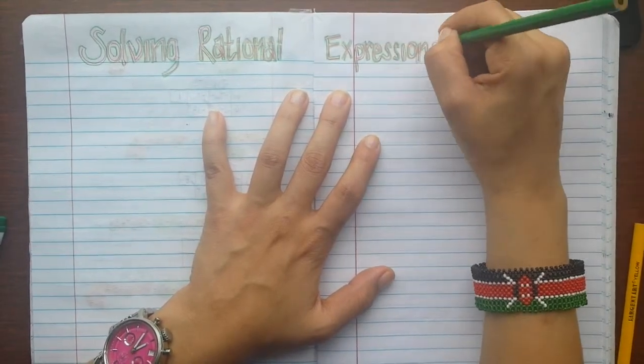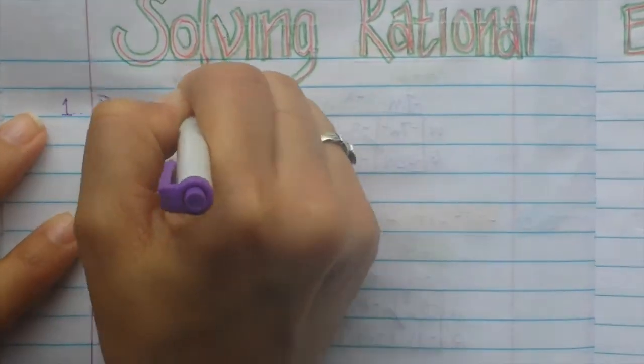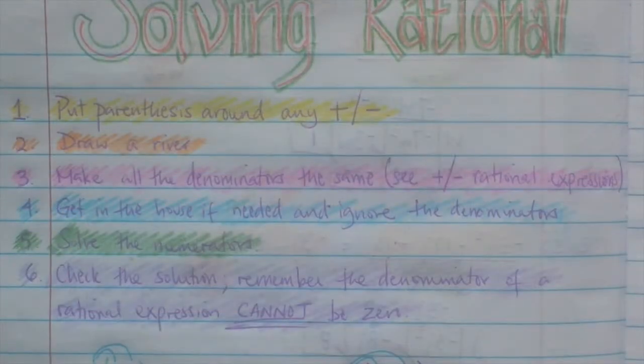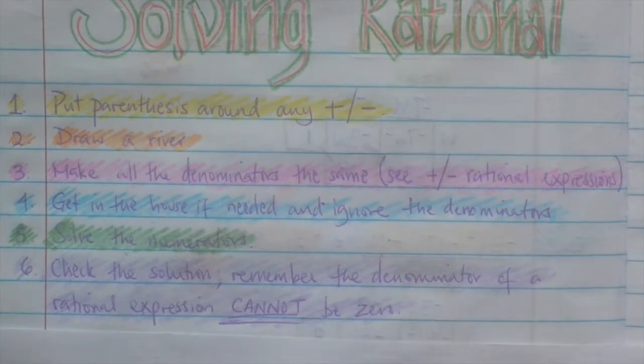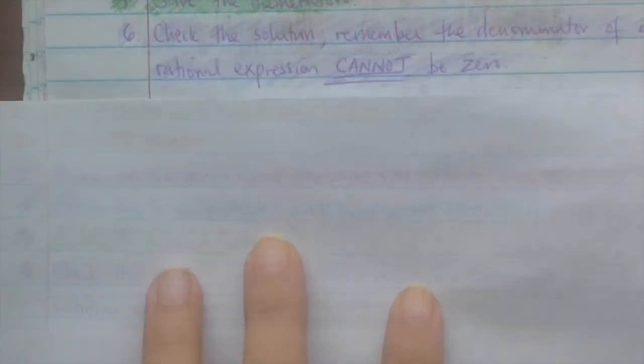My first video, for whatever reason, got deleted from my phone, so I'm not writing this out again since I've already written it out. Here are the 6 steps that you need. Pause the video and copy it down, because I'm going to continue.